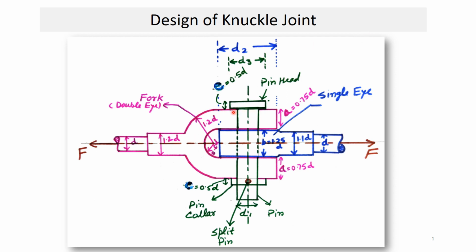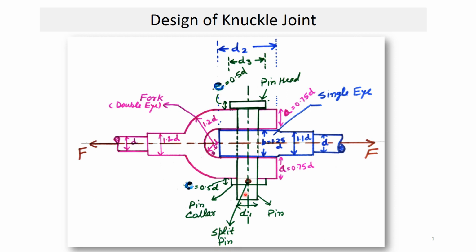This knuckle joint has three parts. The first part is the purple part, which we normally call the fork. The middle part, shown in blue color, is called the single eye rod. This part, which is inserted here, is called a pin. So the connection between the fork and the single eye is made with the help of the pin. The pin is secured in its position with the help of a split pin.